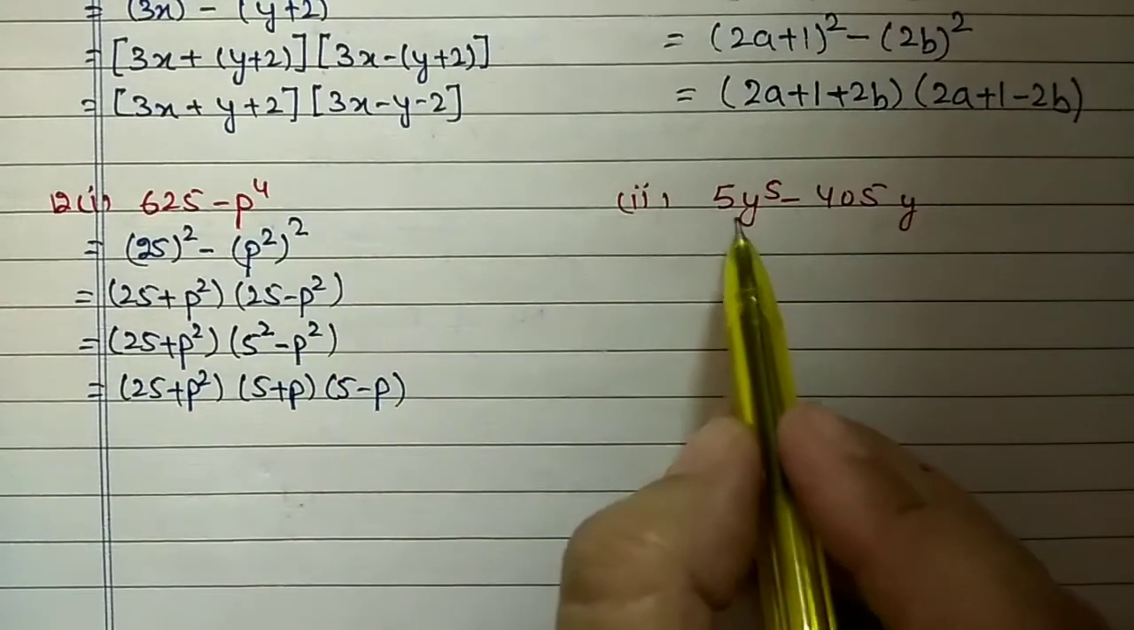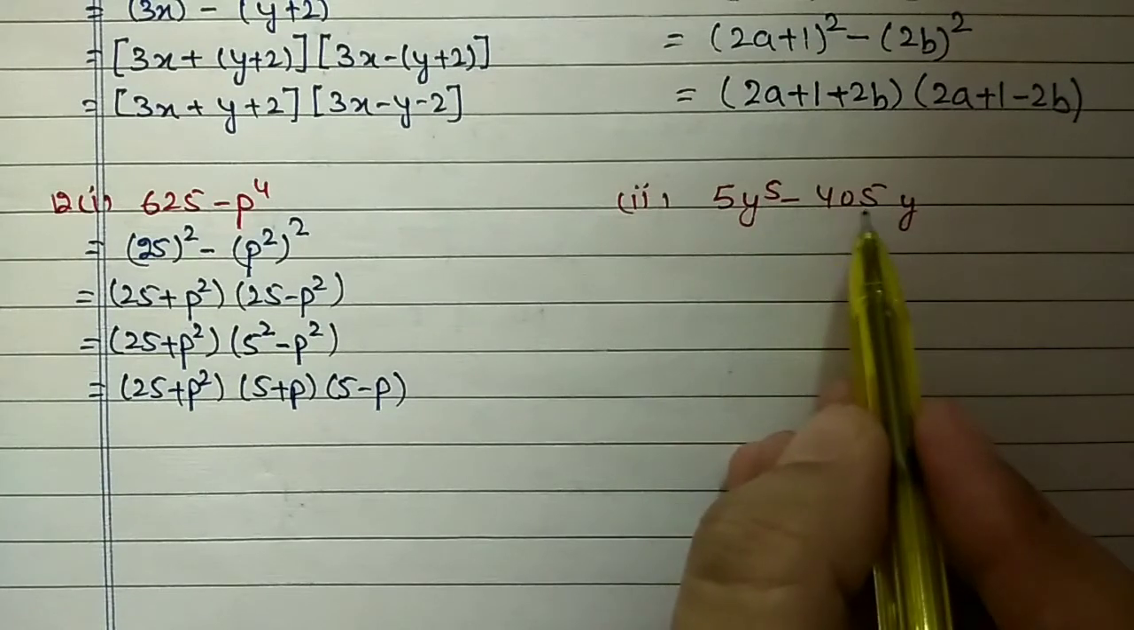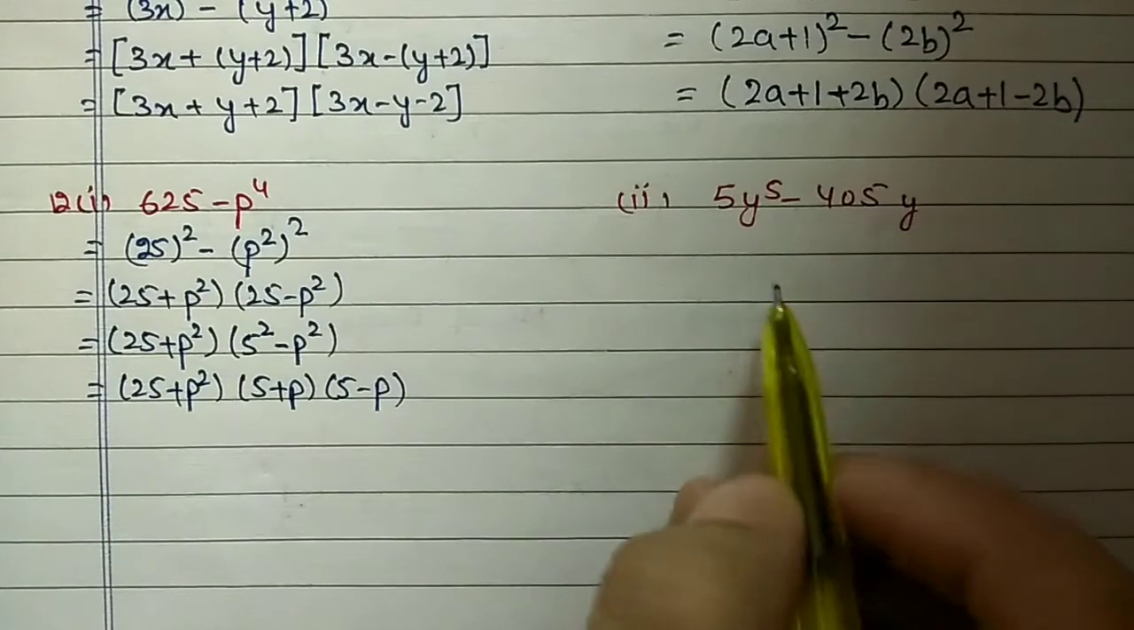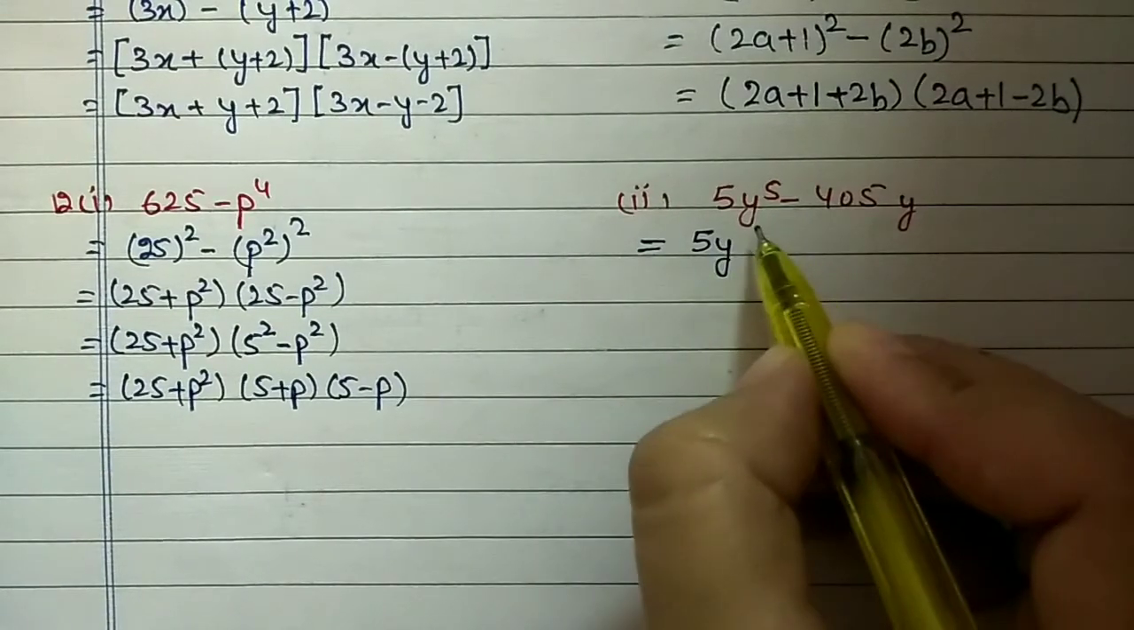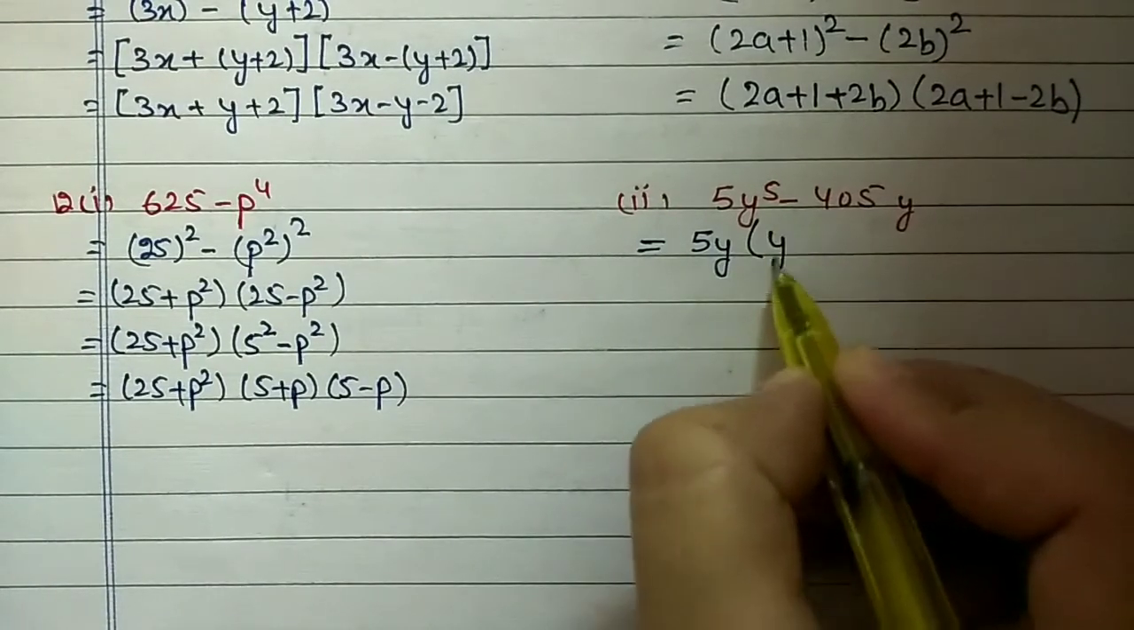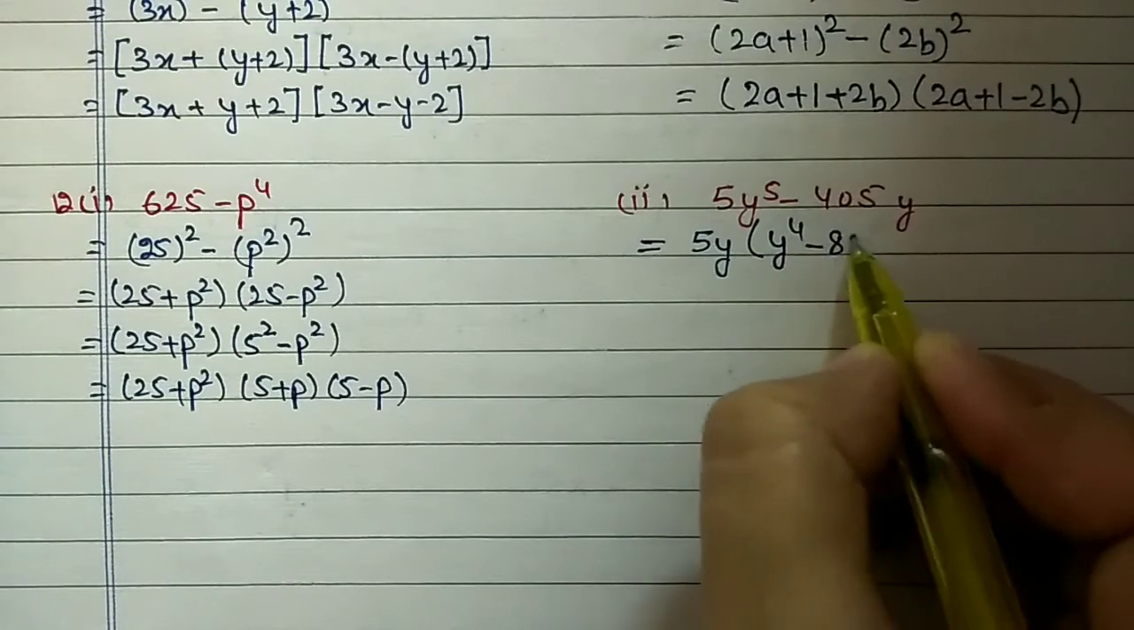Now second part, 5y to the power 5 minus 405. So first we will take common out here. 5 is common and y is also common. So we will be having y to the power 4 minus 81.